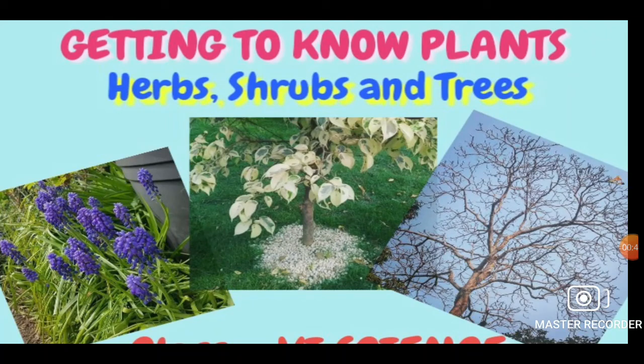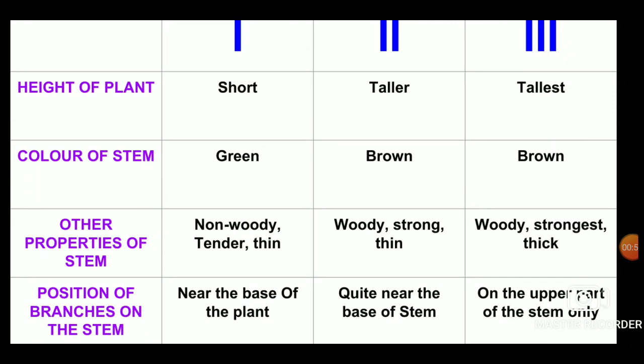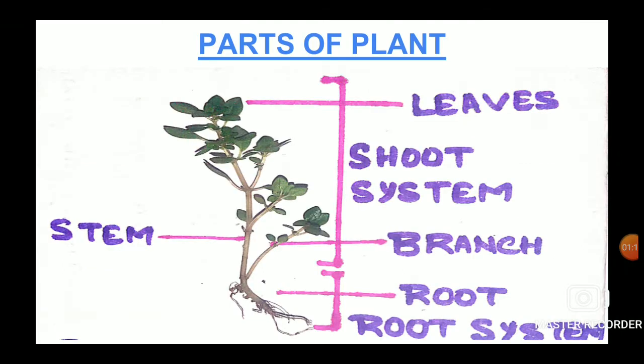So previously we have learned about herbs, shrubs and trees. And I hope you remember this table that we created in our previous video. The first plant was herbs, the second was shrubs, and the third was trees. Yes. And these were the characteristics that we have studied in detail along with pictures and examples in our previous video. Now we move on to the different parts of a plant.